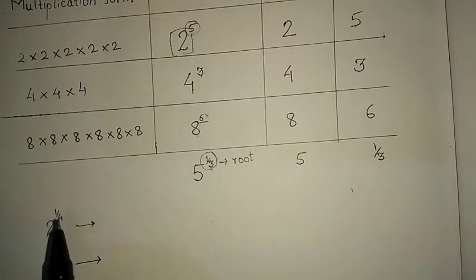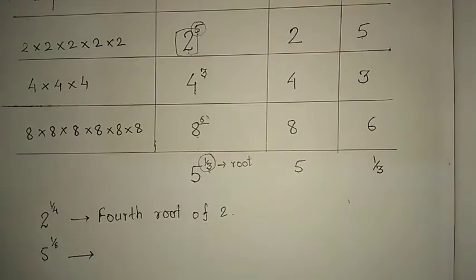So how will you write it? Fourth root of 2. And the next example, 5 raised to 1 divided by 6. Okay, so 5 is the base and the index is 1 divided by 6. So 6 is in the denominator, so we will write it as the sixth root of what? What is the base? Base is 5, so sixth root of 5.